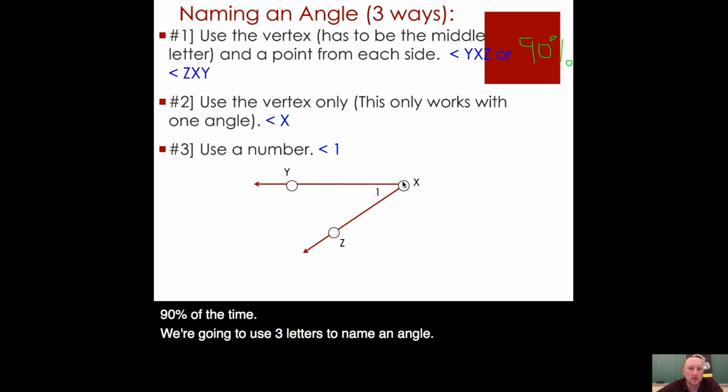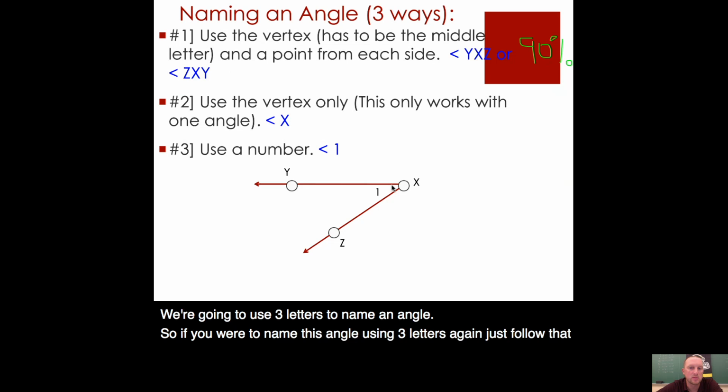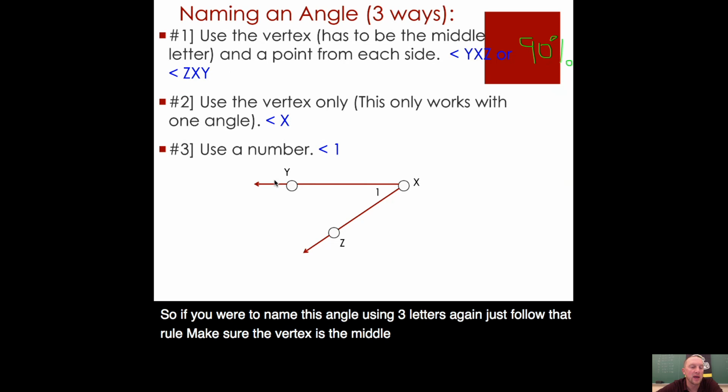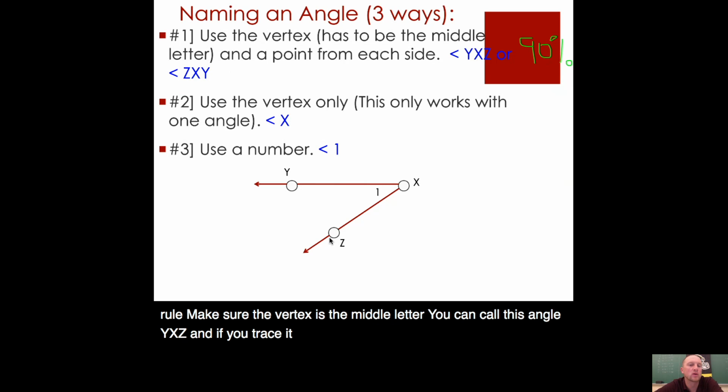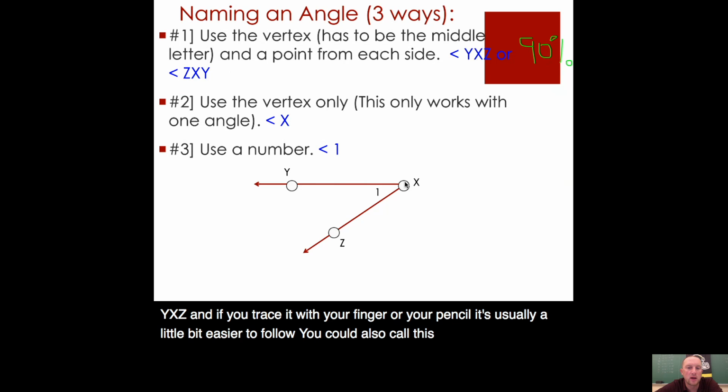So if you were to name this angle using three letters, again, just follow that rule. Make sure the vertex is the middle letter. You can call this angle YXZ. And if you trace it with your finger or your pencil, it's usually a little bit easier to follow. You could also call this angle ZXY.